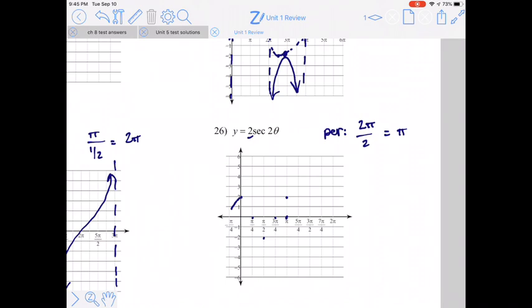So the cosine graph, which I'm going to do as a dotted line there, would look like that. Anytime the cosine graph crosses the x-axis, that's where you would place your vertical asymptote. And then the high point there flips upside down, and this low point also flips upside down.